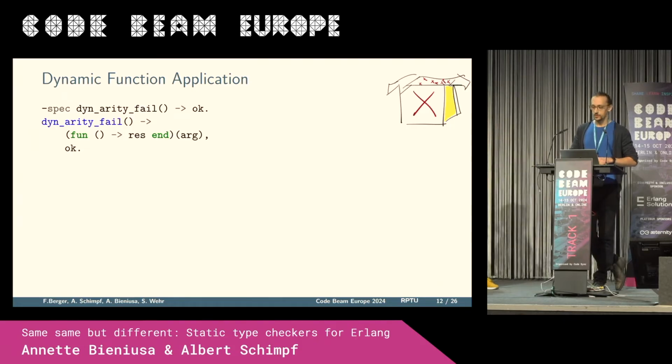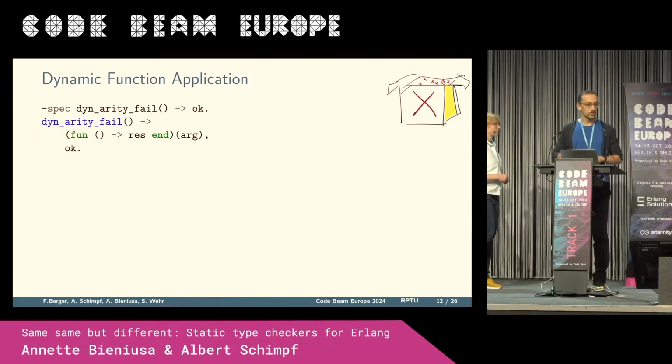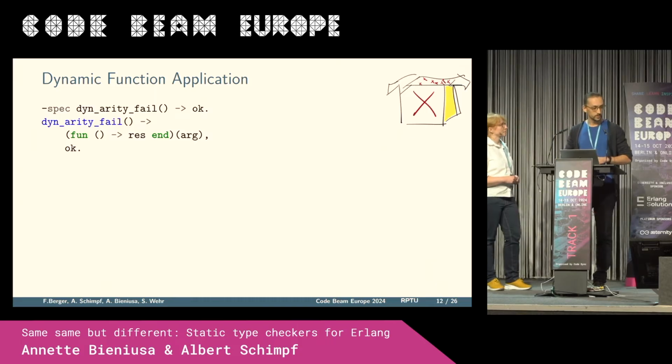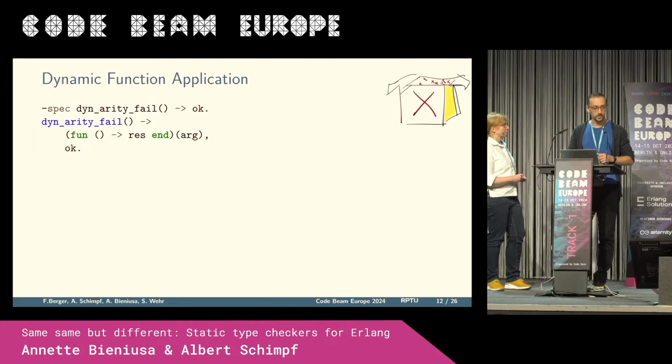Dynamic function application. So in Erlang, we have lambdas, these little constructs where we can create anonymous functions and we can apply some arguments to those dynamic functions. And these functions have arities, and when the arities mismatch, a runtime error occurs.